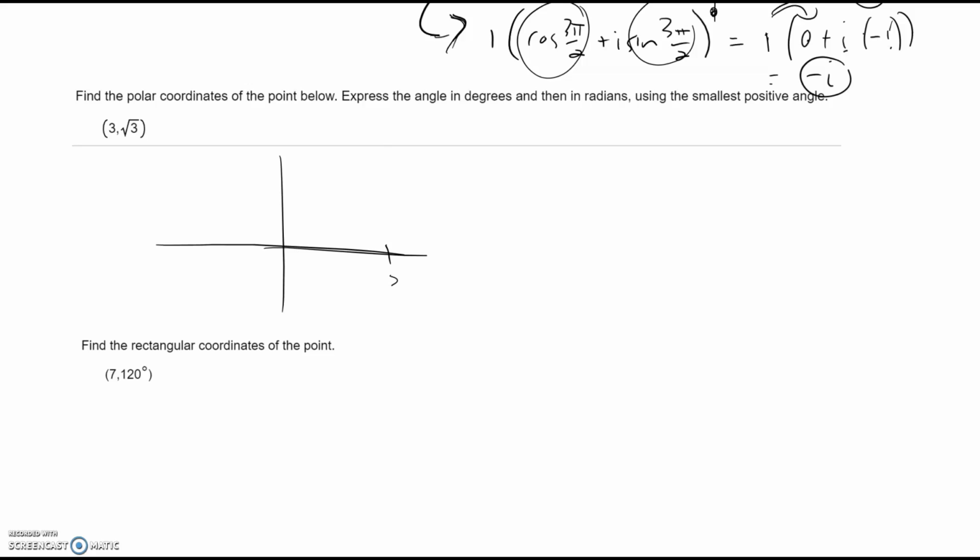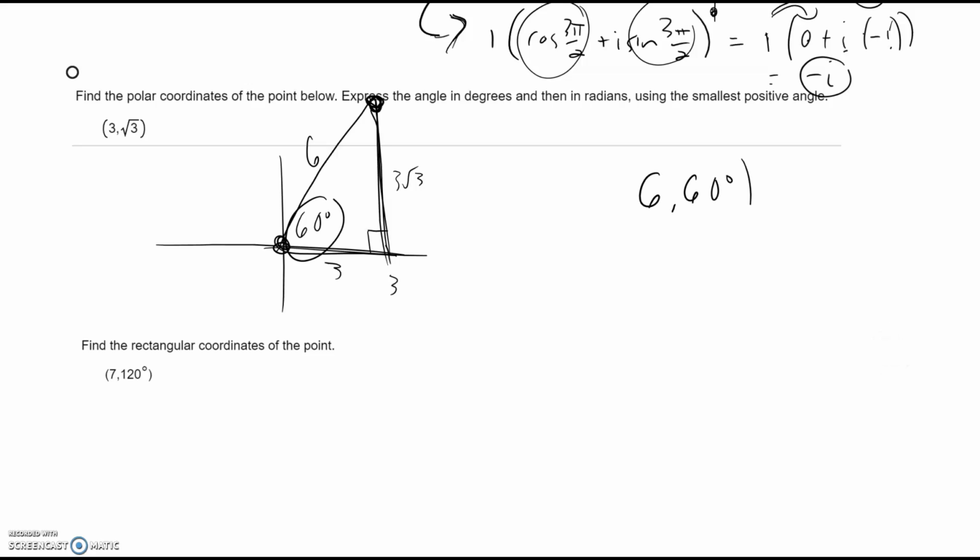If I go 3 in this direction and then up here 3 root 3, then I got this triangle we're familiar with. That should be a 60-degree angle. So that's 60 degrees. And if this distance is 3, this is 3 root 3, you can do the Pythagorean theorem if you want, but the hypotenuse should always be double the shortest side. So polar coordinates, then the r value and the angle is what I need. So the answer is just 60 degrees or pi over 3.